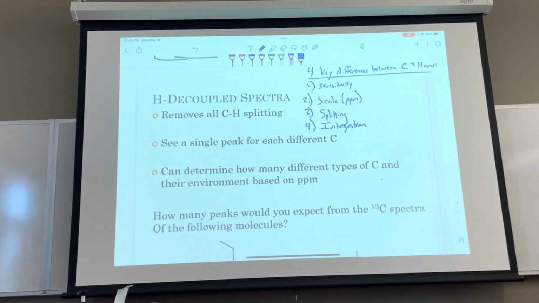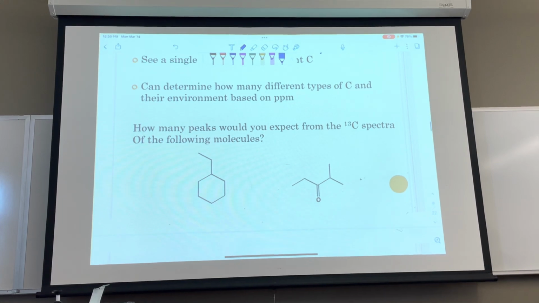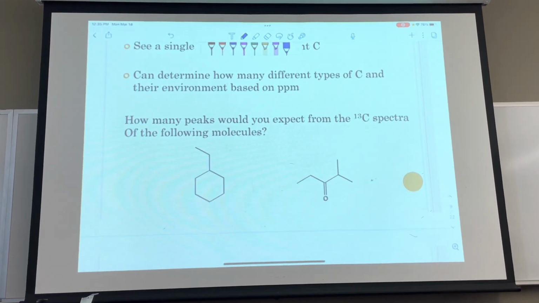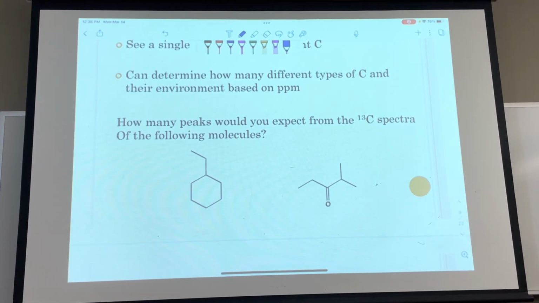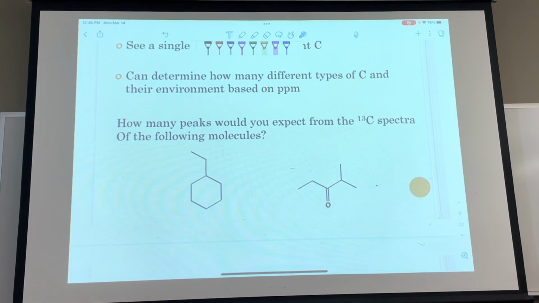So let's go through, speaking of chemical environments, and see if you can predict how many carbon peaks we would expect to see in these 2 molecules. So take a minute and see if you can do that, and we'll look at it together.